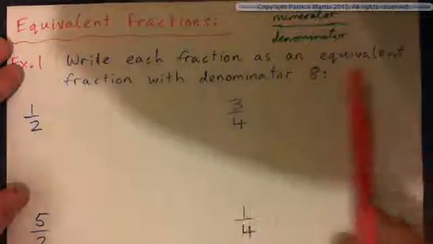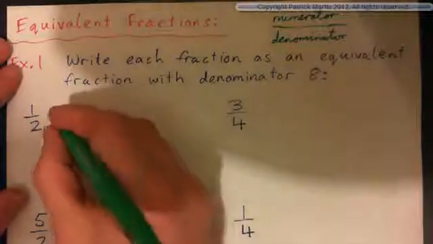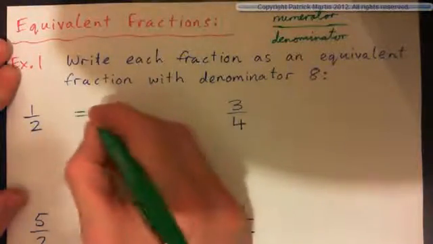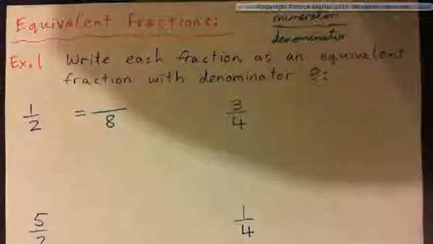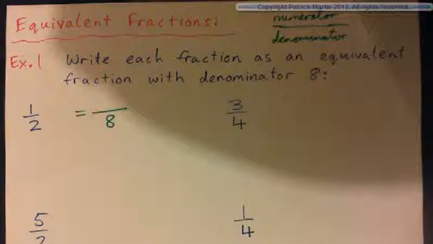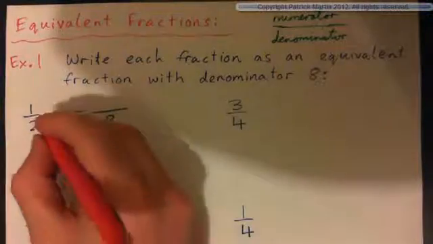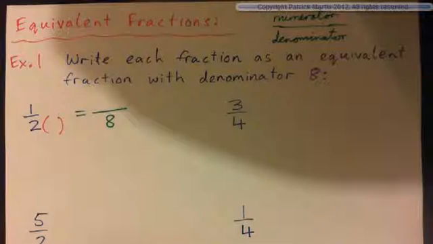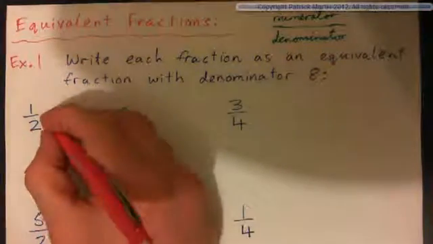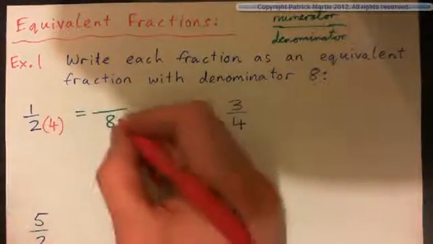And so what I want is to turn this half into a fraction that has an 8 on the bottom. If you think about inches, 1/2 of an inch is how many eighths of an inch? Let me ask you this: 2 multiplied by what gives 8? 2 multiplied by 4, right? So if I multiply 2 times 4, I get 8.